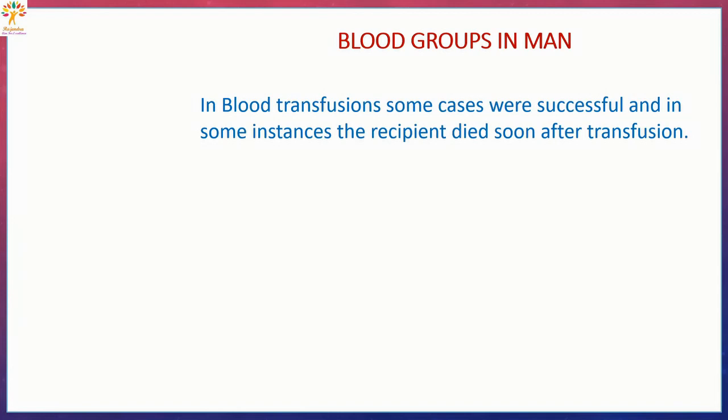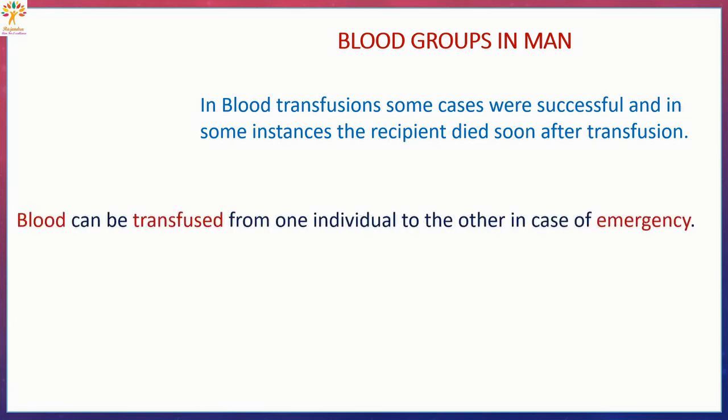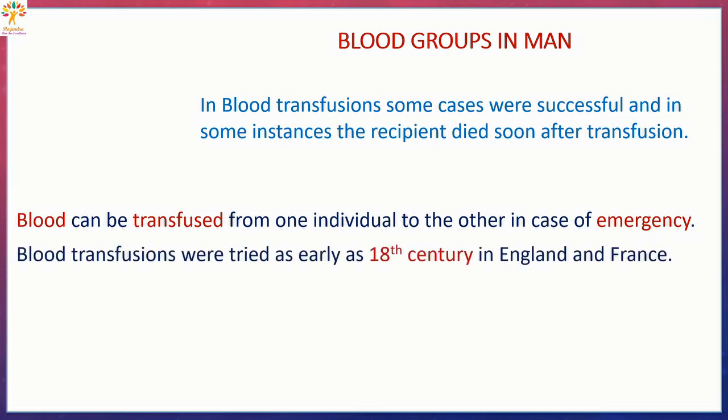Allelism, that is blood groups in man. In blood transfusion, some cases were successful and in some instances the recipient died soon after getting the blood from another person. Blood can be transfused from one individual to another in case of an emergency.